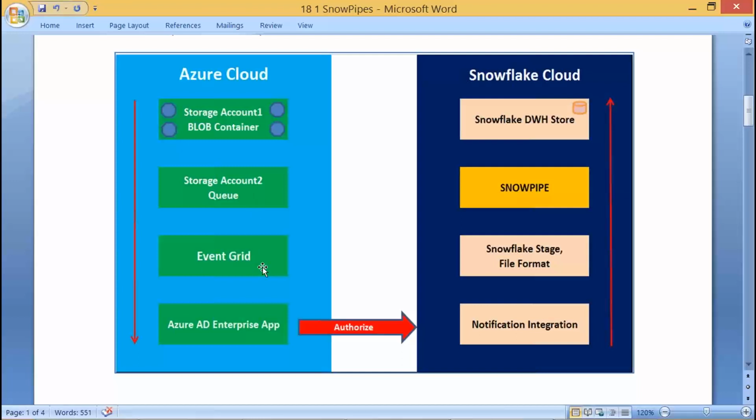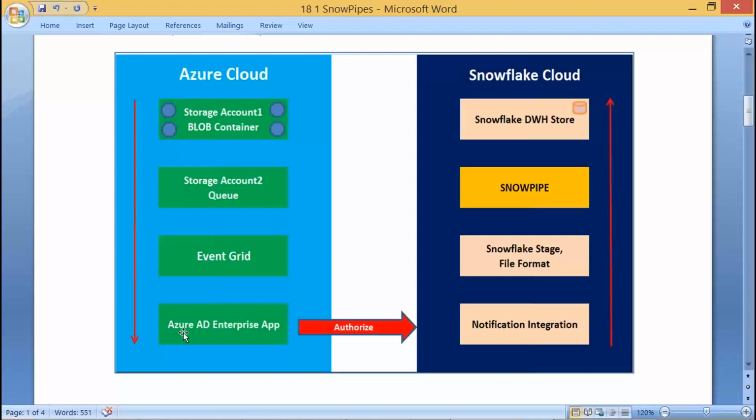Whenever new content is added or existing content is modified, the SnowPipe is called for execution, and internally the copy command is executed. That auto execution is triggered through the event grid. Event grid communicates with the storage container and the queue, the storage account queue. For trusted authentication between the Azure cloud and Snowflake cloud, we need an enterprise application entry in Azure Active Directory.